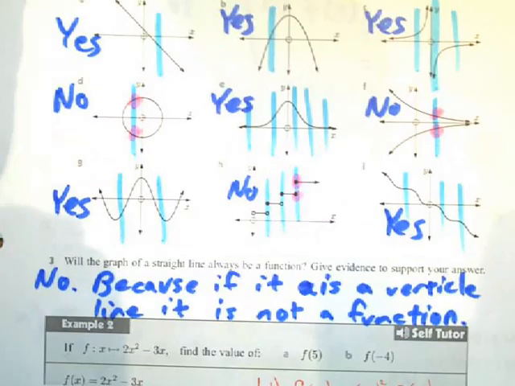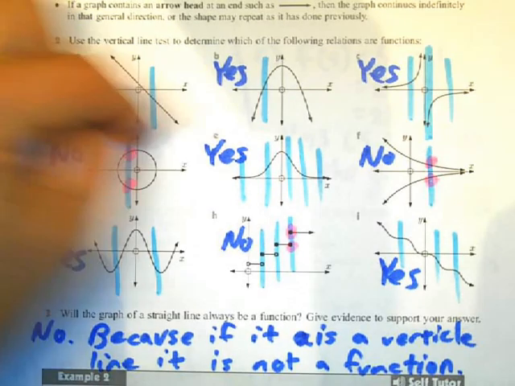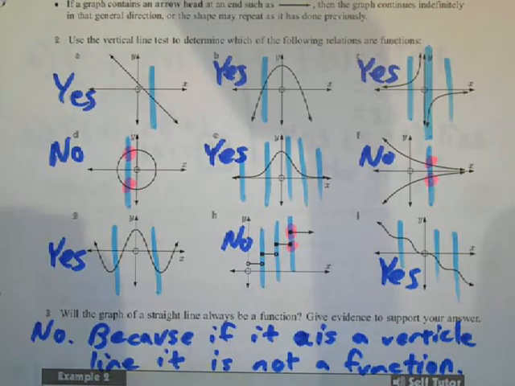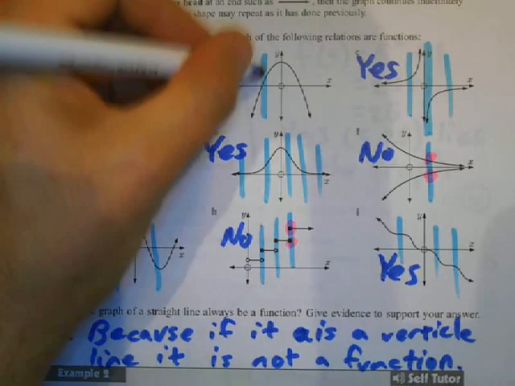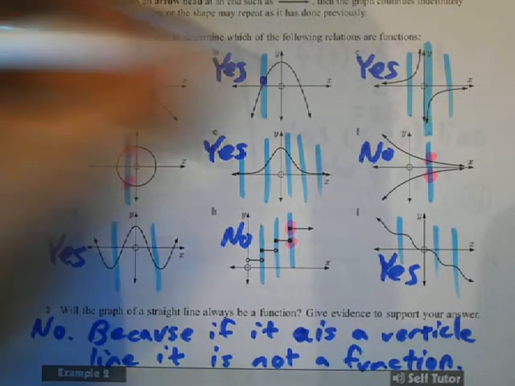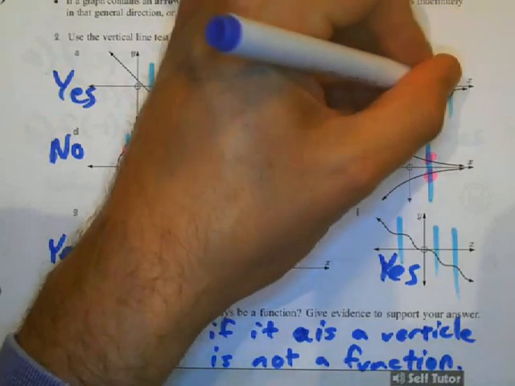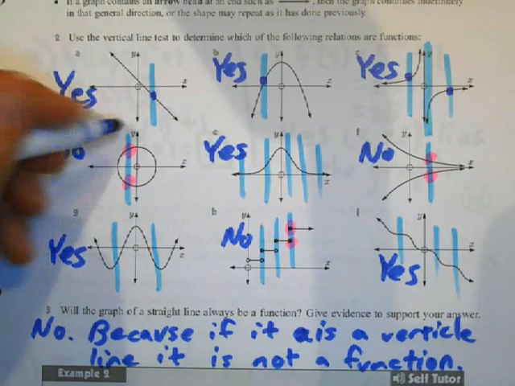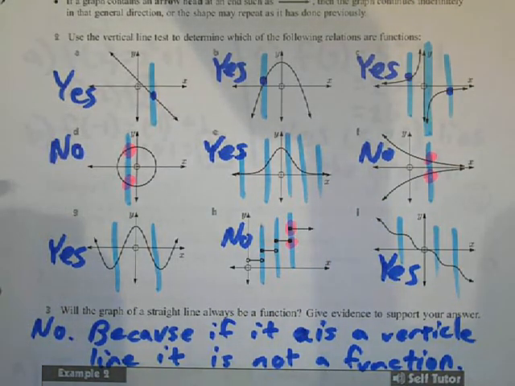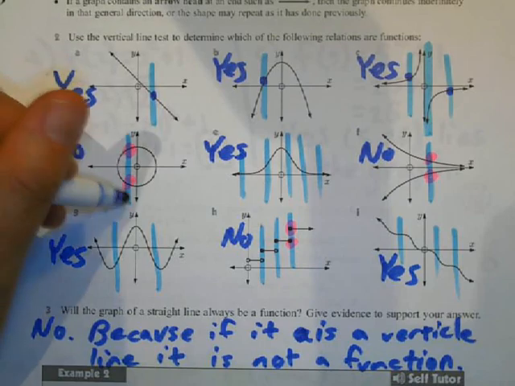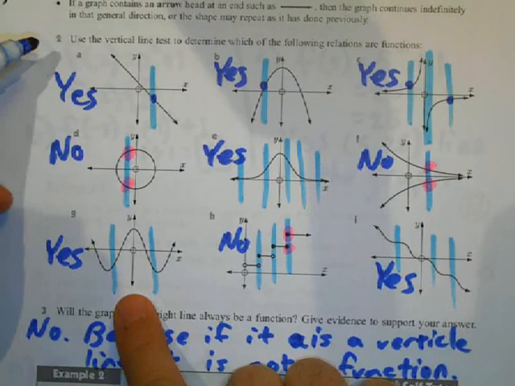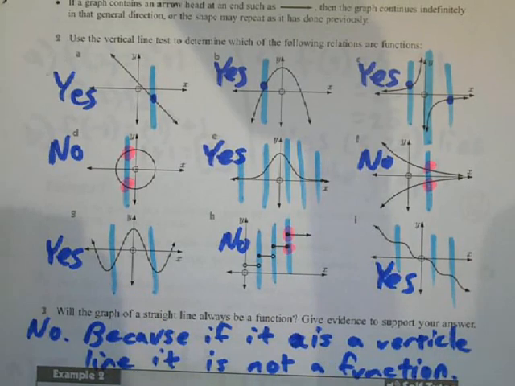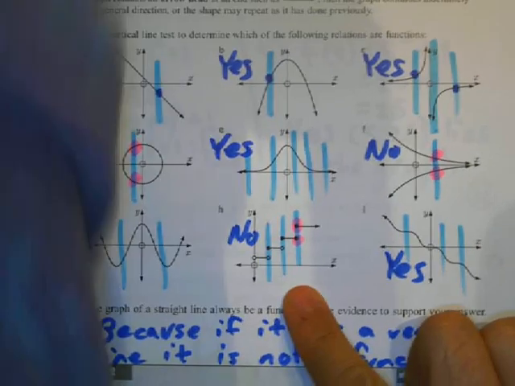So on all these examples, I drew vertical lines, and you can see that in all the ones that say yes, the vertical line only comes through the graph at one spot. Here, the vertical line goes through the graph in 2 spots, and same thing here. And now, H is an interesting question. Let's look at it more closely.